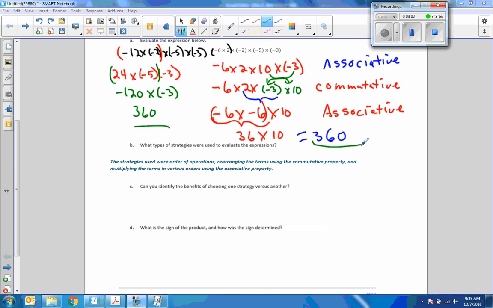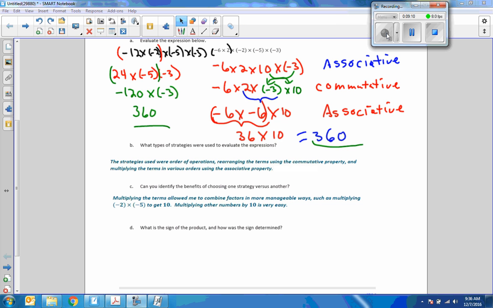Okay, now let's get back to these strategies. Can you identify the benefits of choosing one strategy versus another? Okay, so copy this down. Multiplying the terms allowed me to combine factors in more manageable ways, such as multiplying -2 times -5 to get 10. Multiplying other numbers by 10 is very easy. Okay, so that's the reason we chose that -2 and that -5. We did two things. We got rid of a negative, and 2 times 5 is 10, and then multiples of 10 are easy. You just add a 0. And that's why that step was done first.